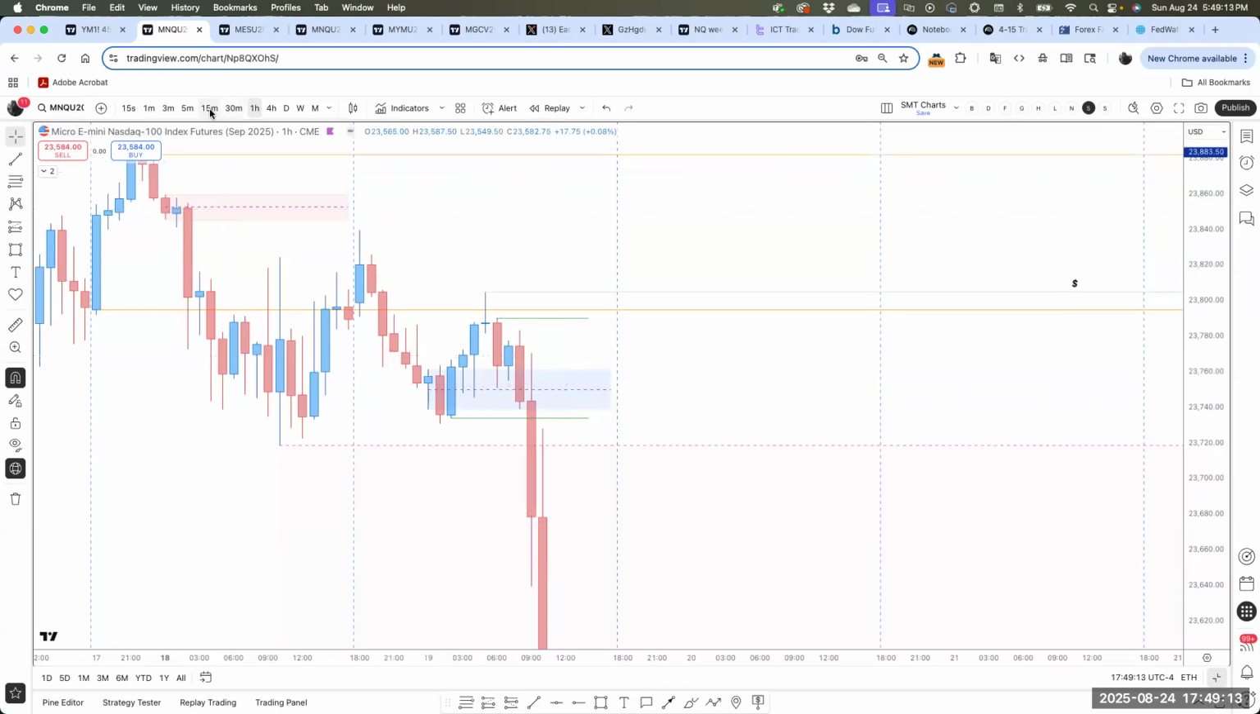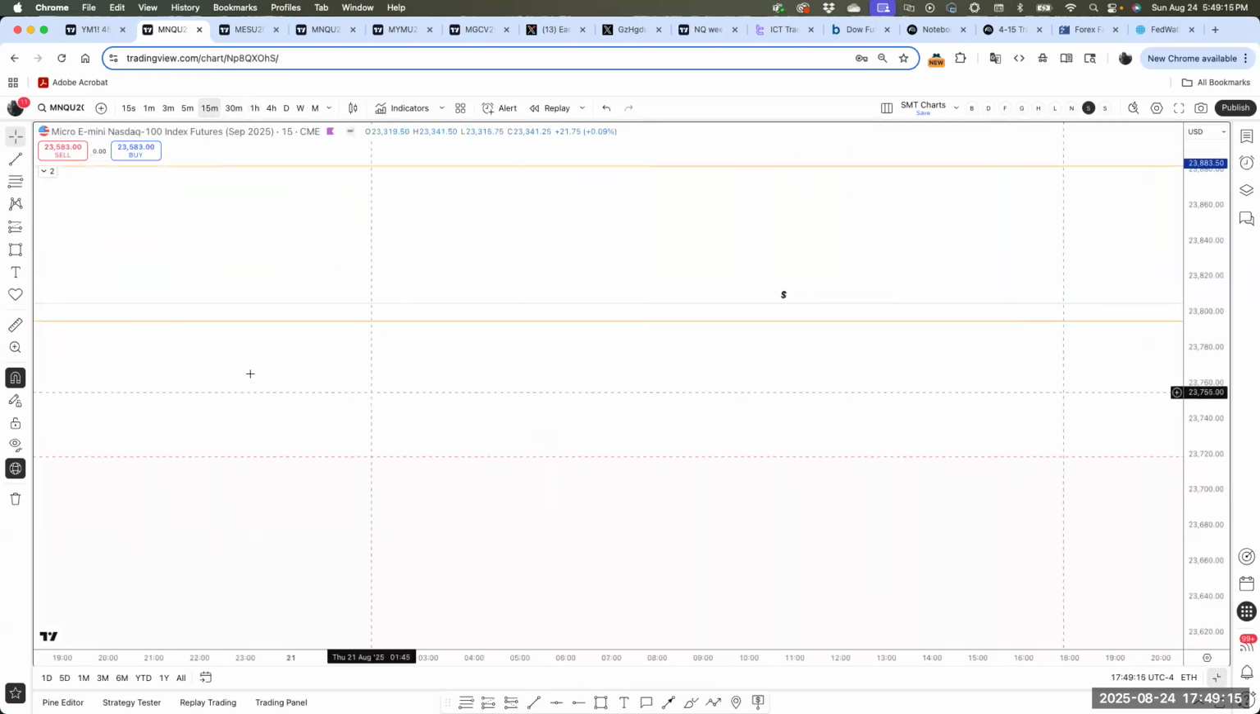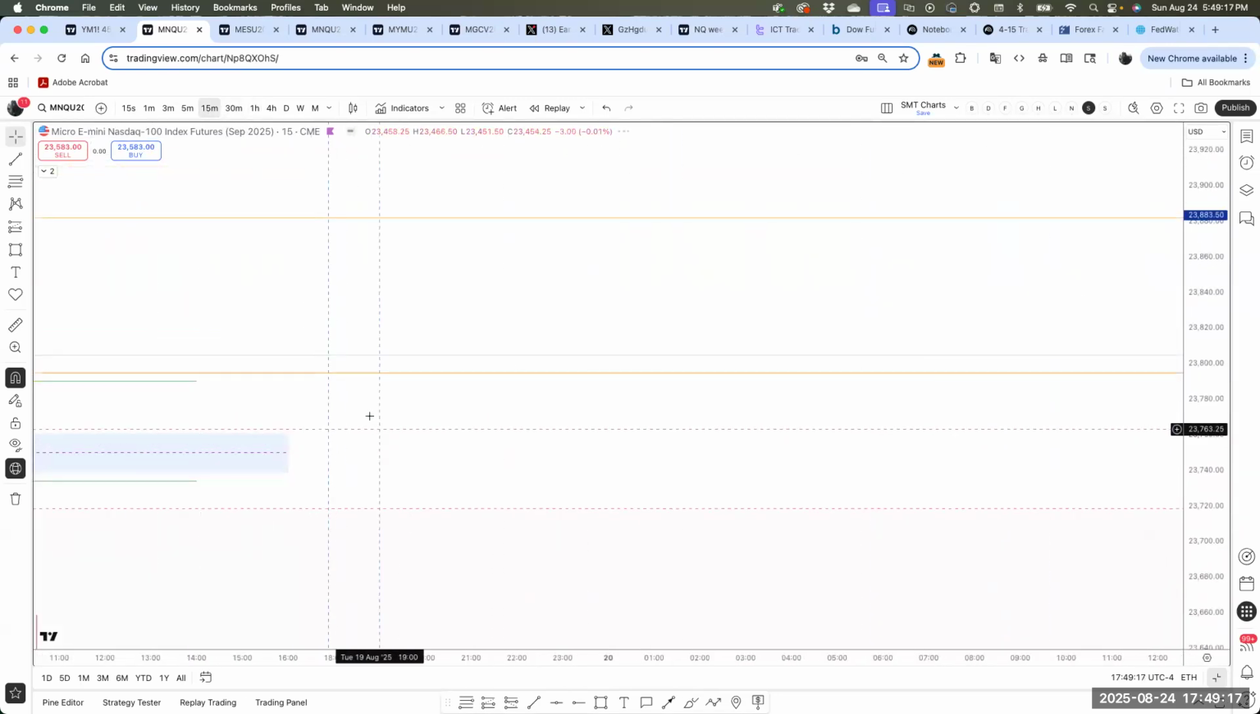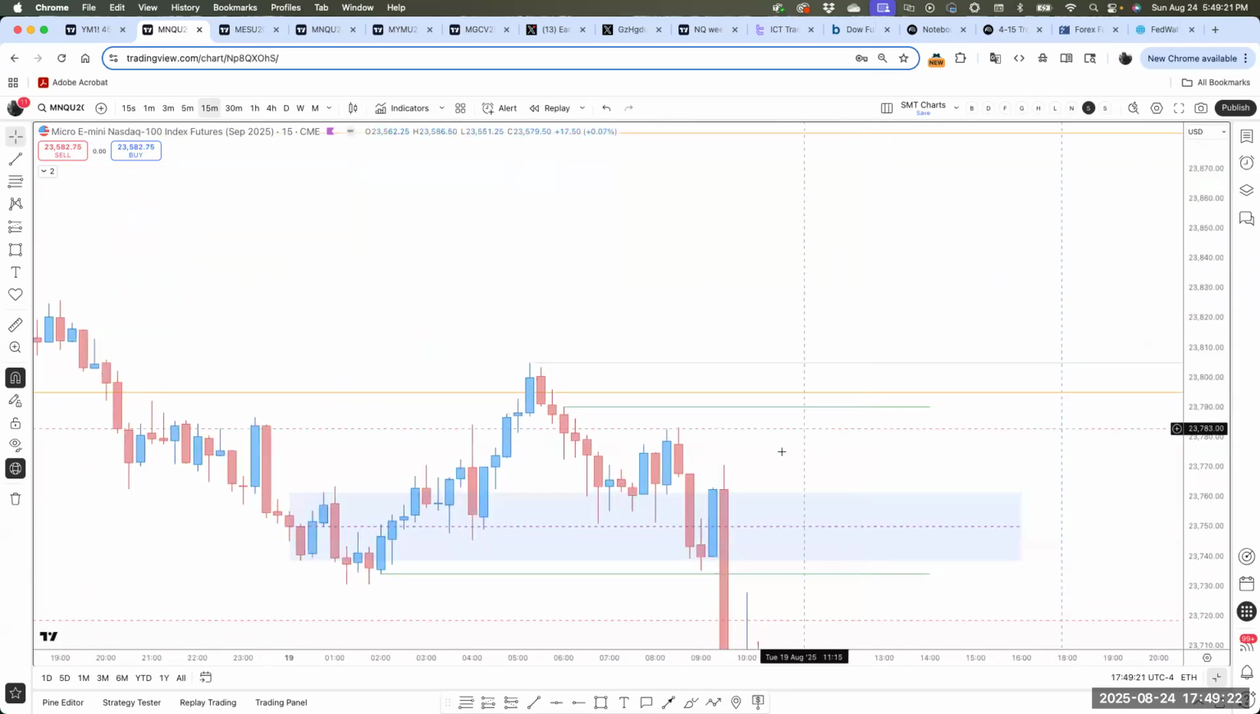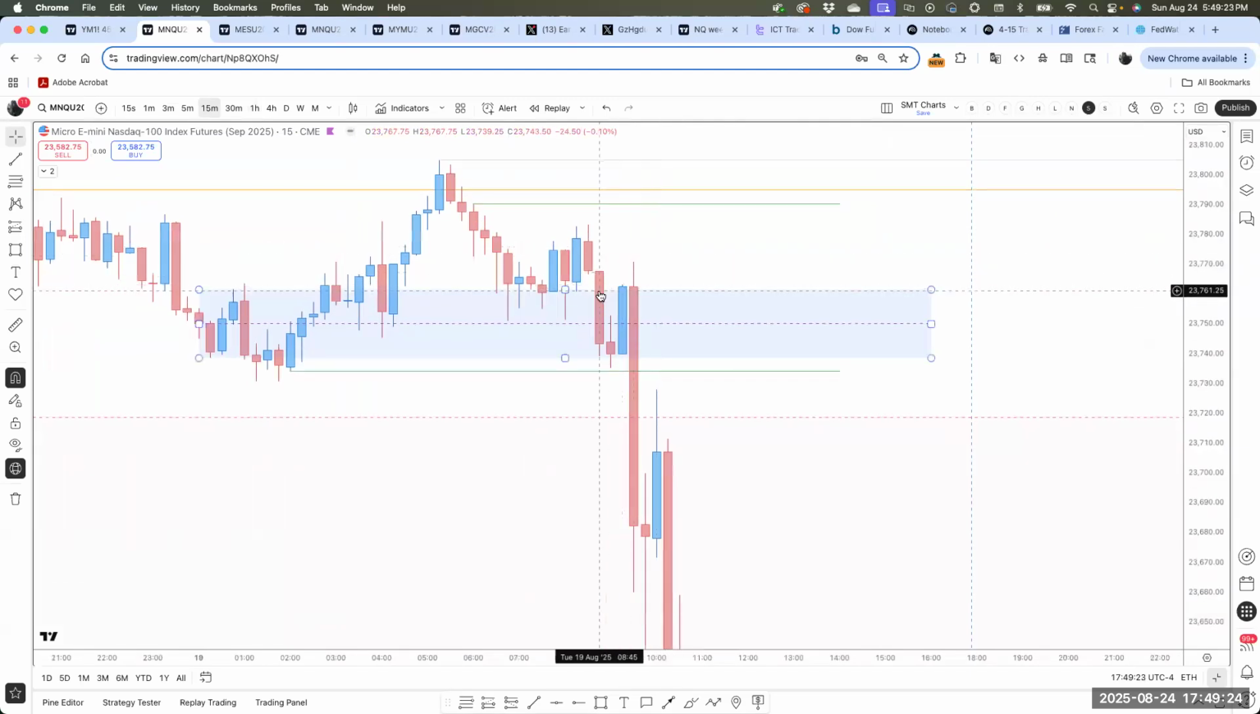If we go to 15-minute and we look and see what's over there. Here's an 8:45 fair value gap right here to the downside with a 9:30 entry. Here is a 9:30 fair value gap right here with a 10 a.m. entry to keep going lower.